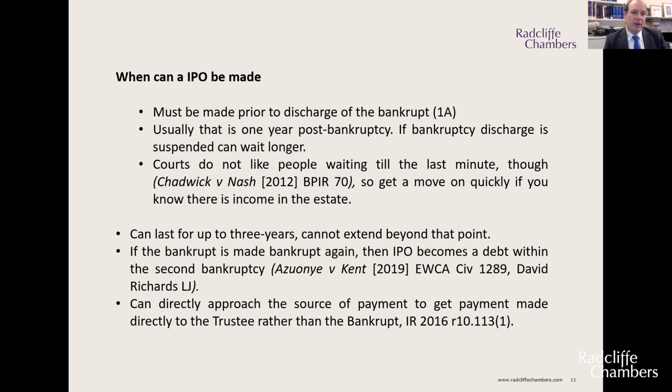Finally, if you are making an IPO application, you can direct that the source of the income actually pay those funds directly to you as trustee. I've had cases where that's not been sought, and what can sometimes happen is the bankrupt will essentially receive the funds from whoever's paying it and not pay it over to the trustee. And then you get into the delightful situation of what do you do then, having to compel the bankrupt to pay this money over, bring them back to court, all of that kind of stuff.